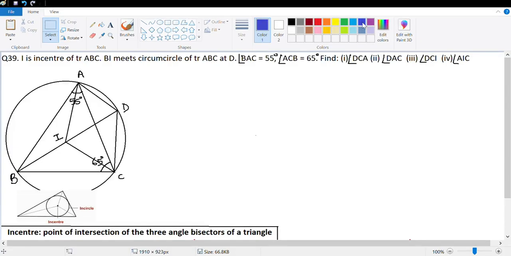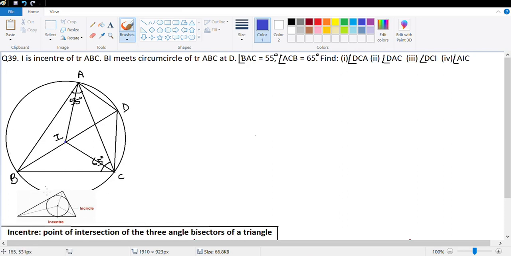Hi guys, let's start a new question. I am on question number 39. Let's read the question. It says I is the in-center of this triangle. So just to clarify, this is not the center of the circle which is being drawn.